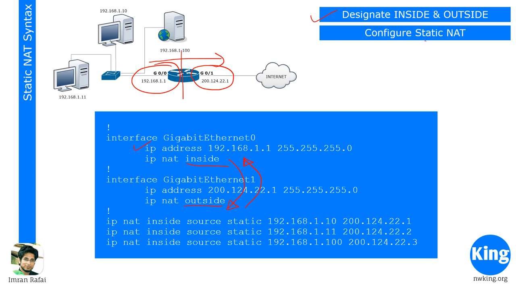Then you configure static NAT. Like we said, if there are 10 devices, then we need 10 static assignments. In this case, we have 3. So we're saying IP NAT inside source static, 192.168.1.10, which should be translated to 200.124.22.1. That is your first translation. Similarly, 1.11 should go to 22.2. Second translation, 1.100 should go to 22.3. That's your third translation. So we are translating every IP address, manually and statically configuring those. That's why it's called static NAT.